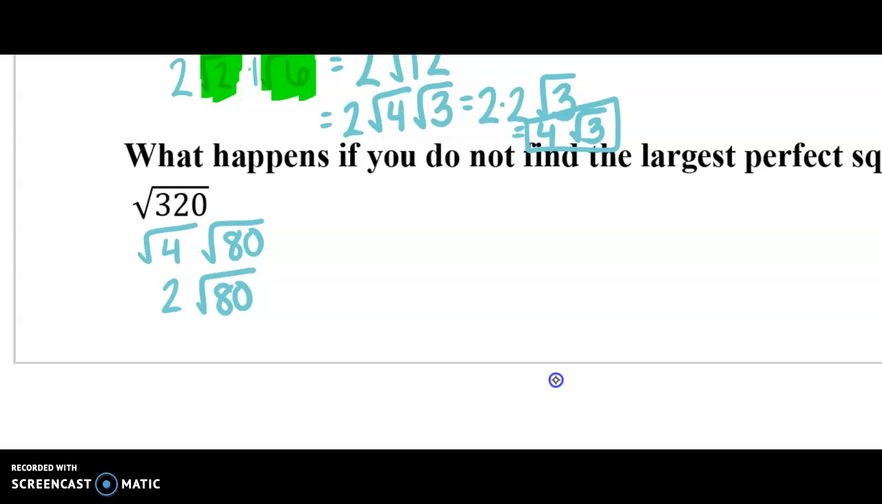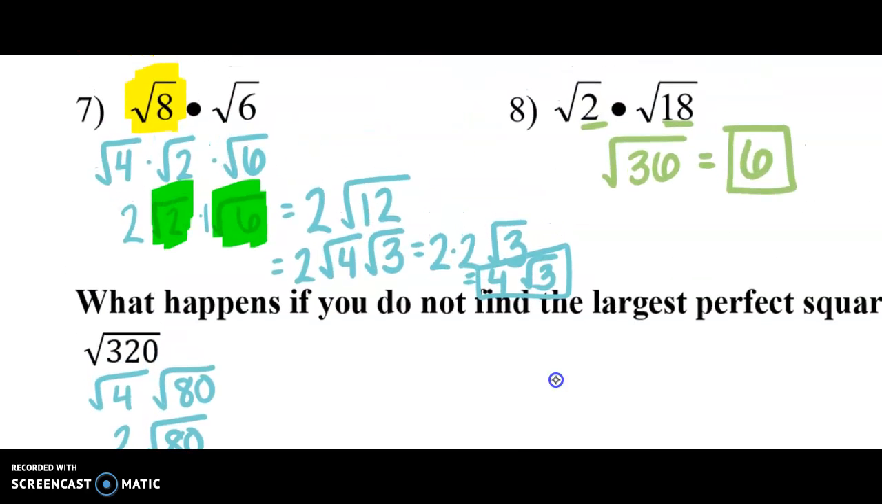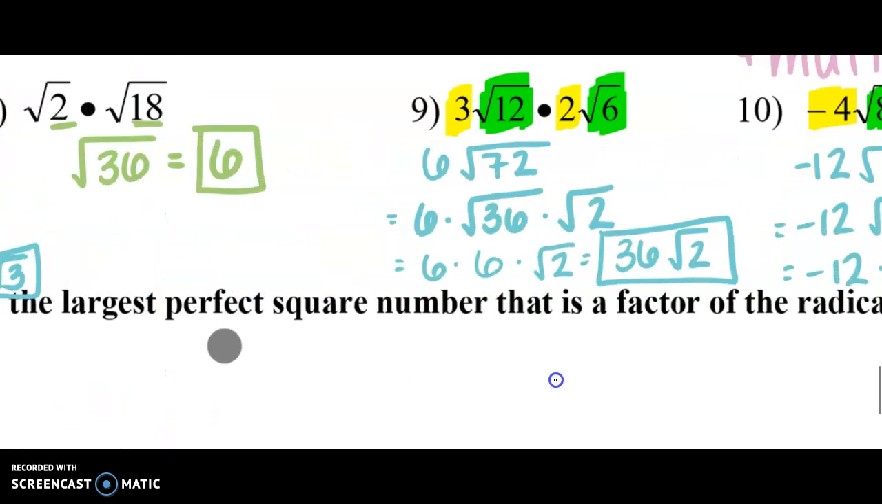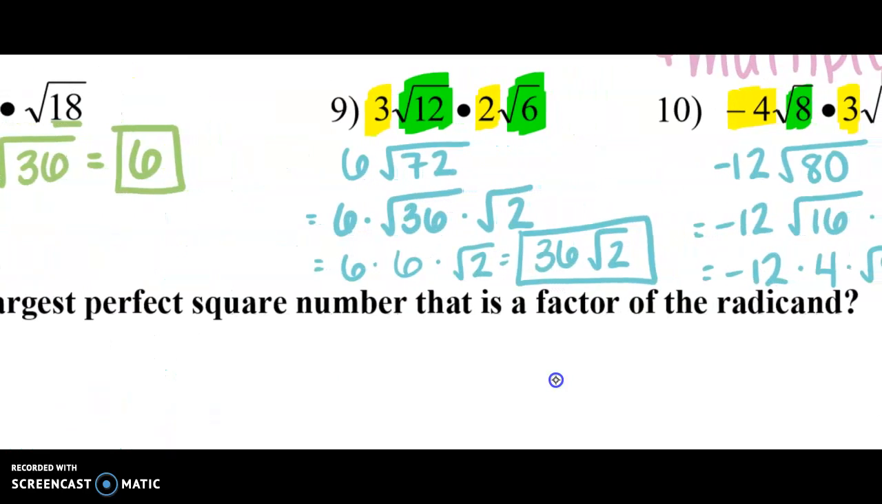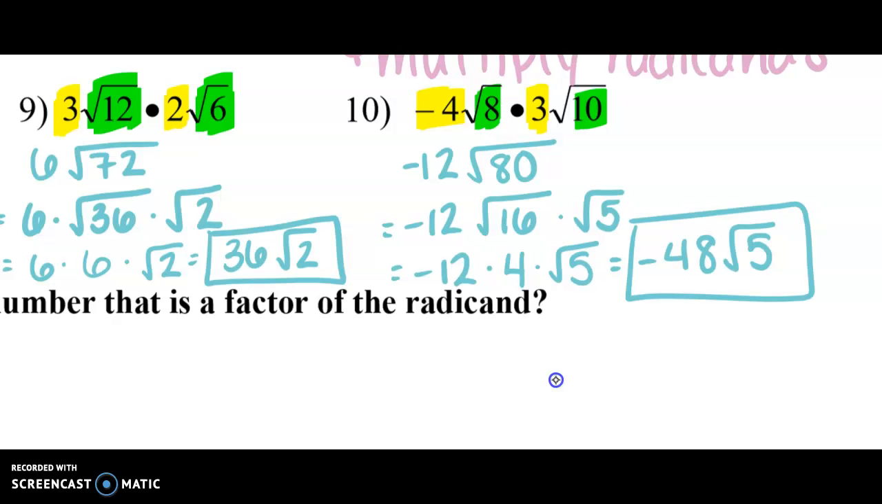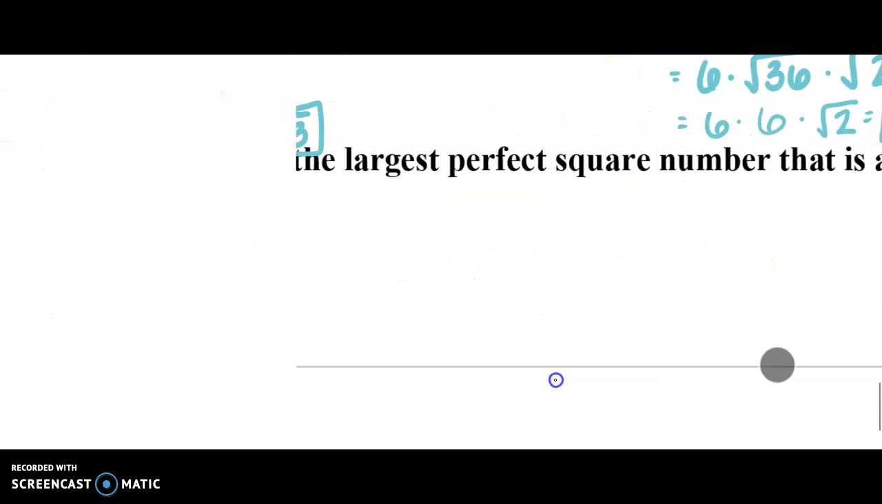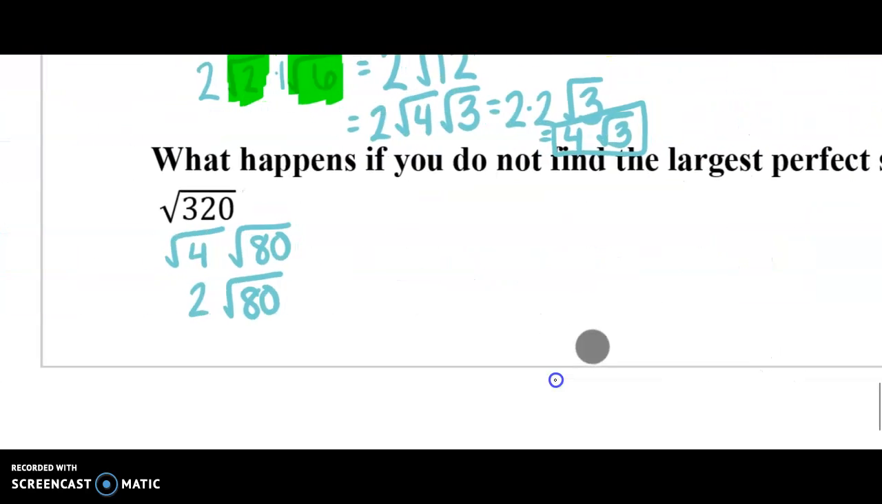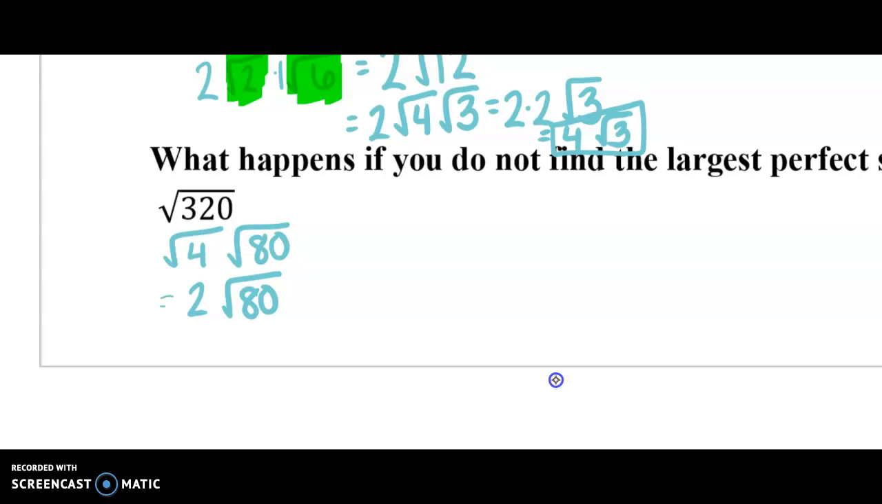You would have to always keep checking, just like I did. I always said, like if we look here at number 7, well, root 3 can't be simplified, so I know I'm done. Root 2 can't be simplified. That's how I knew I was done. Root 5 couldn't be simplified. But here you would have to look and you would have to say, can the square root of 80 be simplified? Well, it can. Let's say you didn't think of the largest one again. You just thought of 4 again.